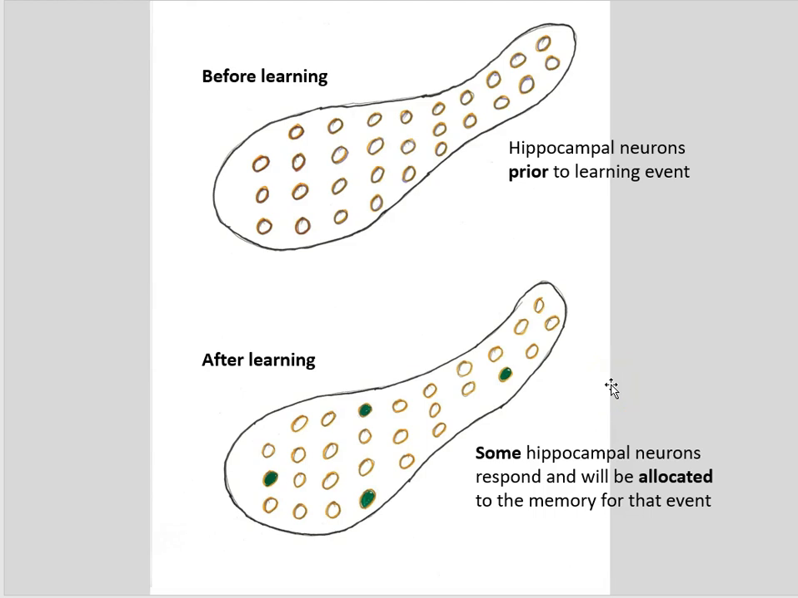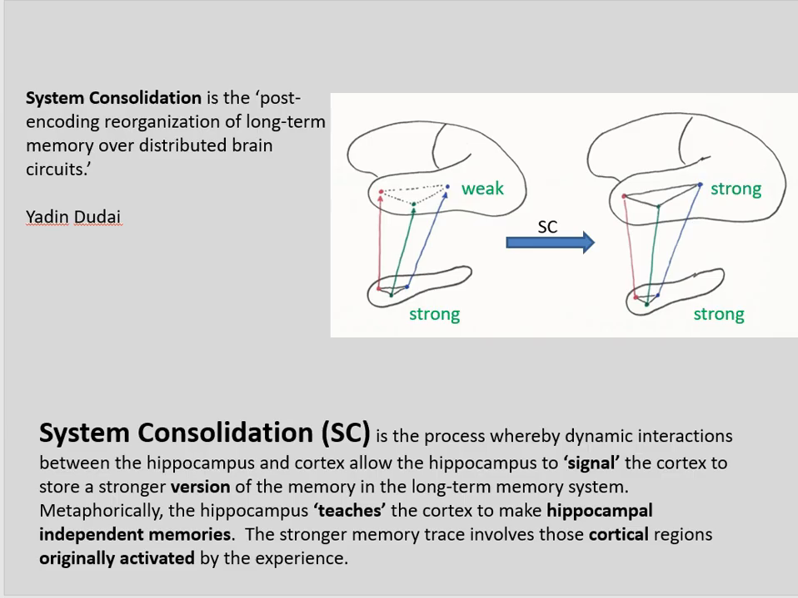In previous lessons, we learned about allocation, that a certain set of cells will be allocated to forming a memory trace of a learning event, and the allocation happens both in the hippocampus and in the cortex, and the effect of system consolidation is to strengthen the cortical memory trace. So the interaction between the hippocampus and the cortex over time allows the memory to be more predominantly stored in the cortex and accessible by cortical retrieval systems.